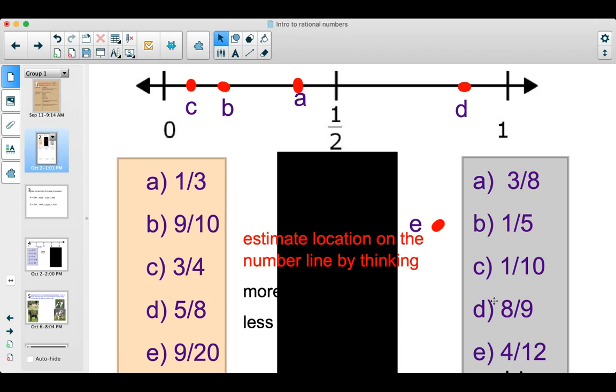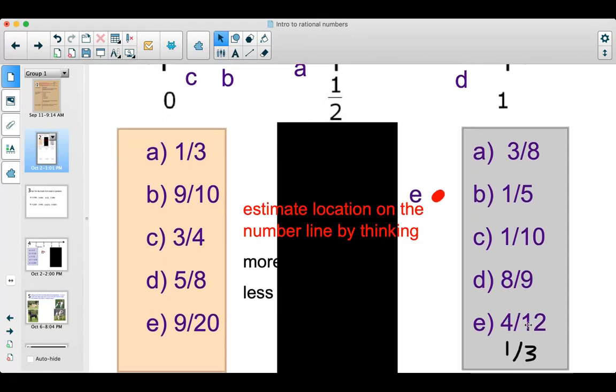Okay. Last one is 4/12. Now if you remember with fractions, if there's a number you can divide the top and the bottom by, you can do that to write an equal simplified fraction. So I think about the numbers 4 and 12. I know that 4 goes evenly into both of those numbers, so I'm going to divide the top and bottom by 4. 4 divided by 4 is 1, and 12 divided by 4 is 3. So 4/12 is the same as 1/3.